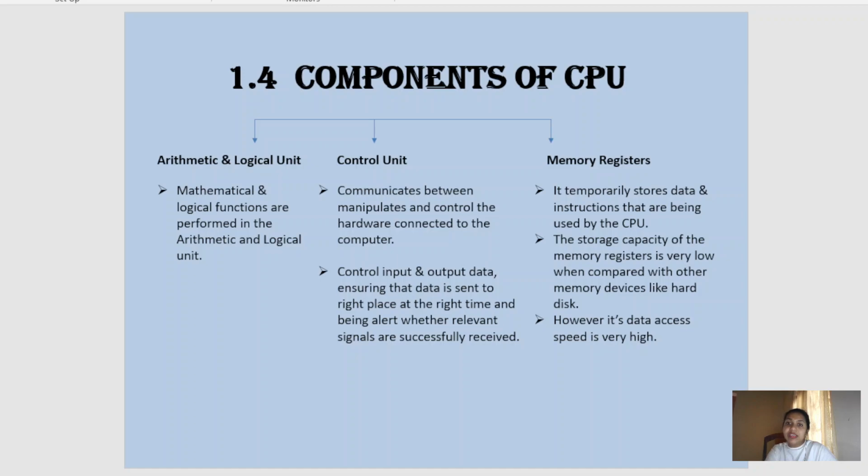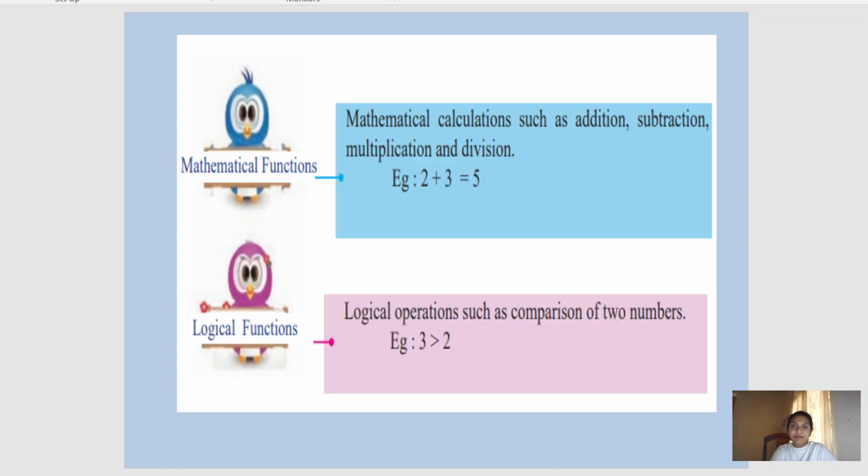Then what is the function of memory registers? They temporarily store the data and instructions that are being used by the CPU. The storage capacity of the memory registers is very low compared with memory devices like hard disks. However, their data access speed is very high. I told you there are mainly 2 functions of the ALU: mathematical functions and logical functions. We know mathematical functions. In our day-to-day life, we do addition, subtraction, multiplication and division. Those are the mathematical functions.